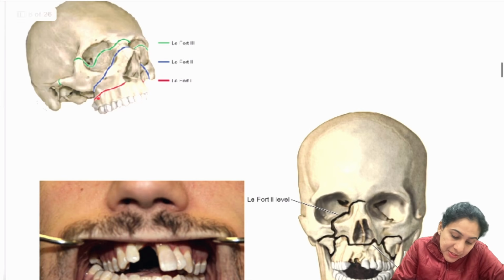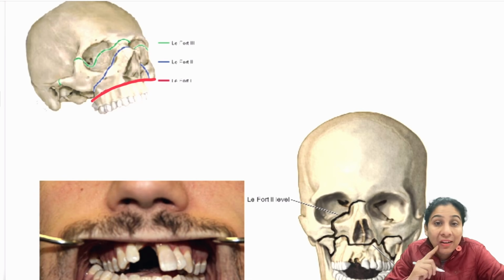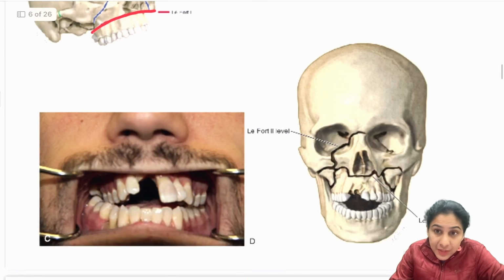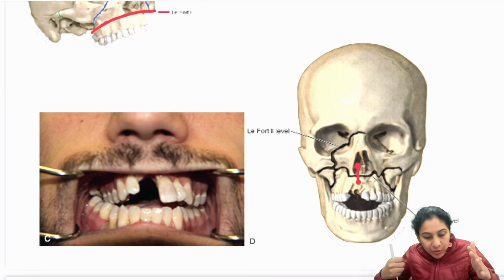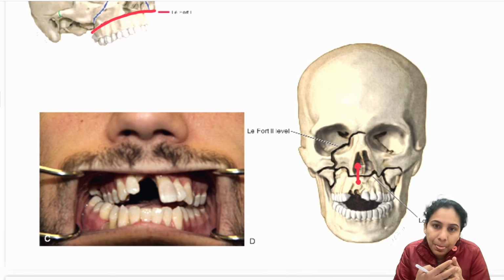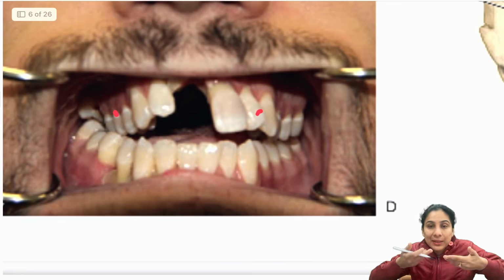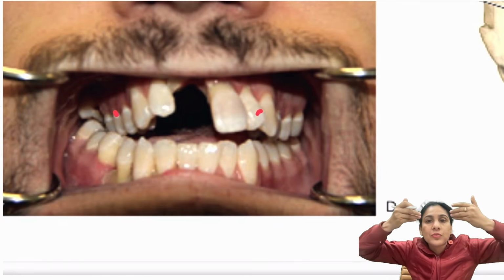Le Fort 1 fracture is a fracture of the midface at the alveolus. All right, what does it give? It gives the opportunity for the Le Fort 1 segment to go inside. See, all these bones are very paper thin, so you can just push them one inside the other. Okay, and this can happen. This kind of clinical situation can happen where the maxilla is impacted into the rest of the midface.